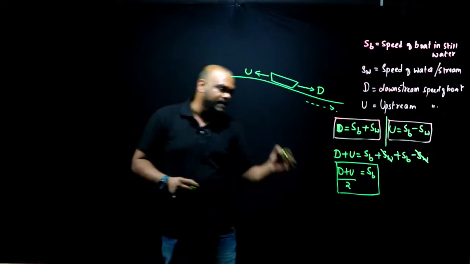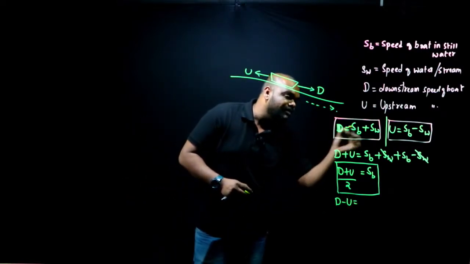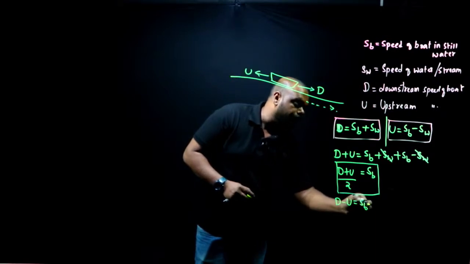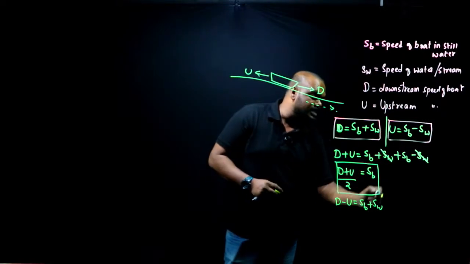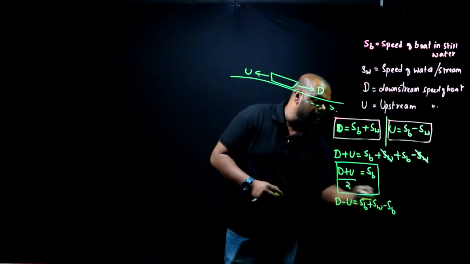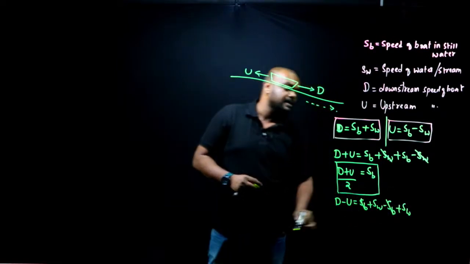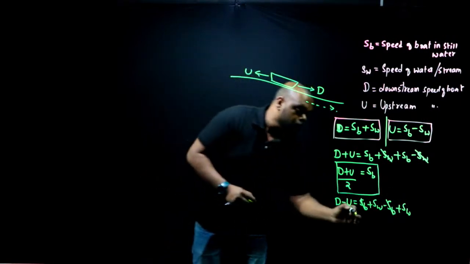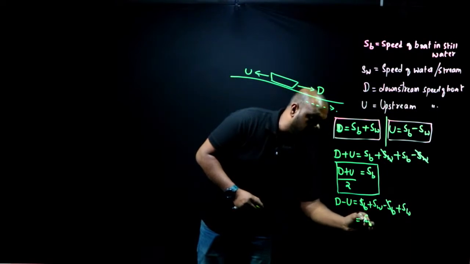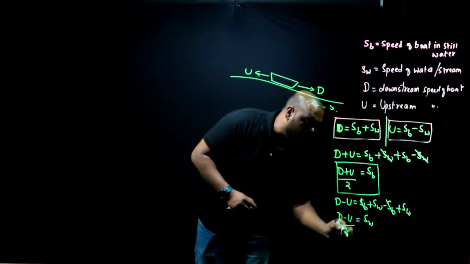Okay. Likewise, suppose I subtract these two, D minus U. We know D value is SB plus SW minus U. Minus into SB is minus SB, minus into minus plus SW. Now what happens? SB gets cancelled. I'll be left with SW plus SW, that is 2SW. So I can write SW is equal to, sending the 2 to the other side, D minus U by 2.